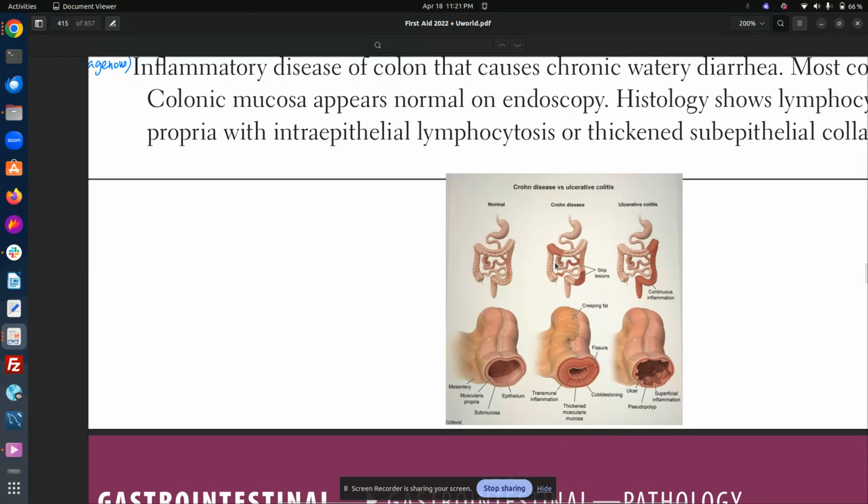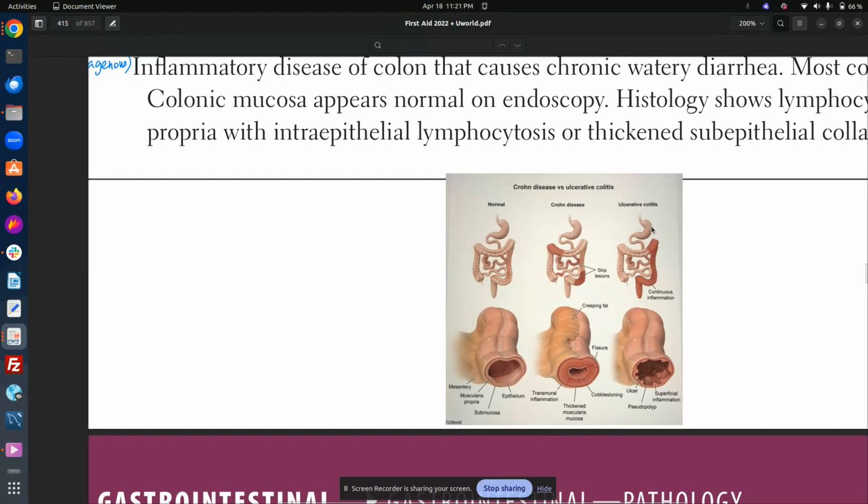In Crohn's disease, you can see any part of the GIT can be involved. You can see the small bowel is affected and also the colon is affected. You can also see skip lesions. In some parts there are no continuous lesions: some part is diseased, some is healthy, some diseased, some healthy. Okay. Now look at the below diagram. We will see the thickened muscularis mucosa. We are seeing fissures, cobblestoning, and transmural inflammation. The whole thickness of the bowel is inflamed.